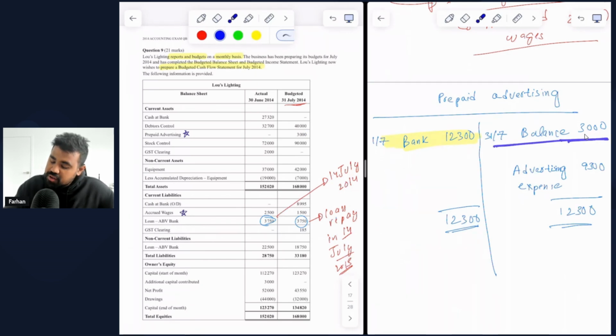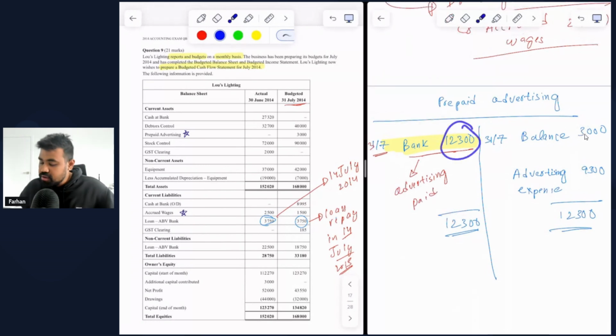Again, we have advertising expense of 9,300, which is included on the credit side here. And this amount is what we calculated ourselves, the amount for bank for the period ending 31st of July, which refers to advertising paid, and that is $12,300. This is what we calculated based on what we had to balance. I think you understand this, but I want to explain something else here. You see the advertising expense on the credit side of the prepaid advertising account.